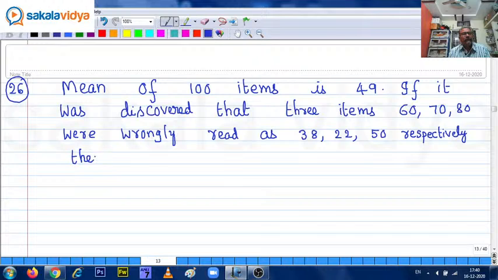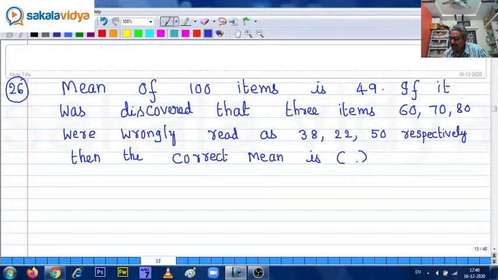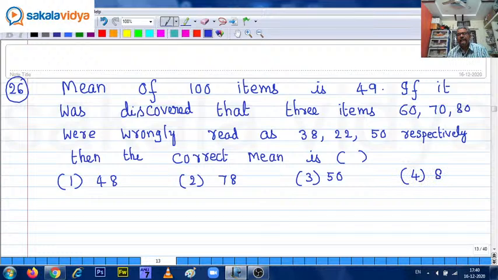Then the correct mean is. Okay, first option is 48, second option is 78, third option is 50, fourth option is 80.